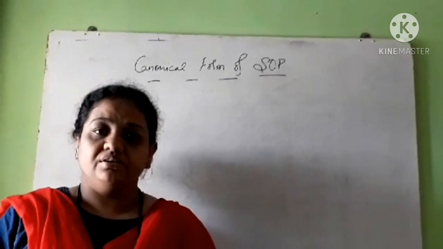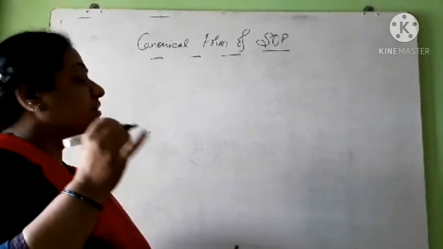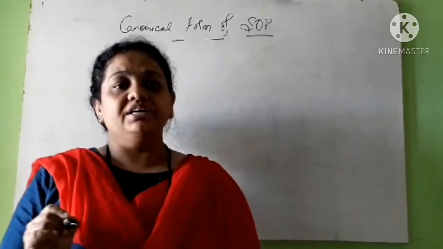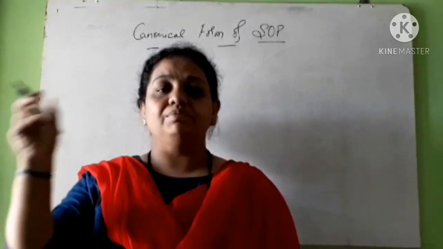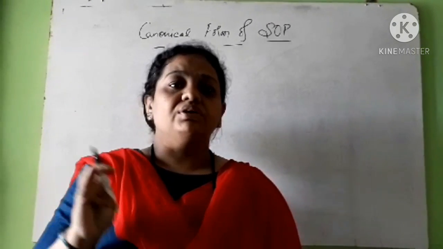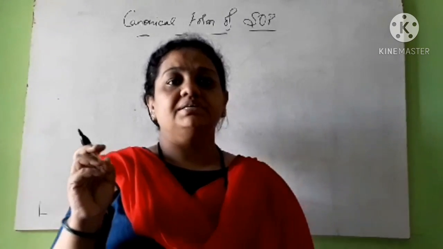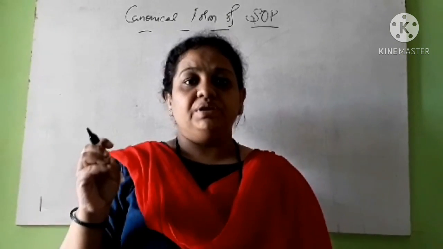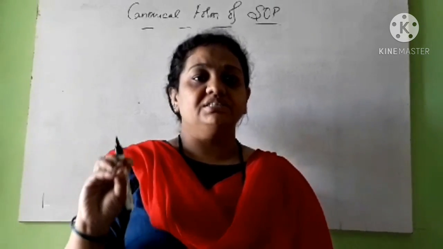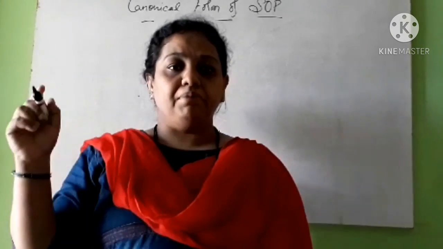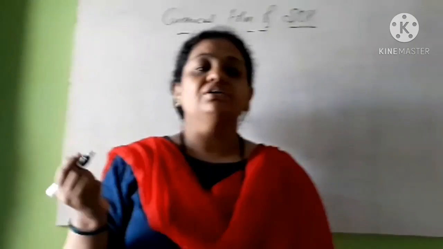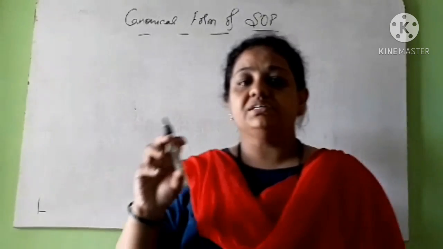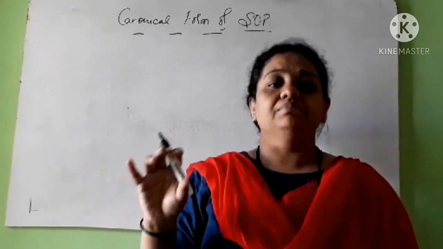The next topic we will be learning is the canonical form of SOP. As you already know what SOP is, SOP is nothing but multiple minterms. What is a minterm? You know how to write a minterm. A minterm is an expression where each variable has either 0 or 1. If there is 0, we represent it with a bar. If there is 1, we represent it with the variable. SOP is formed by combining minterms.